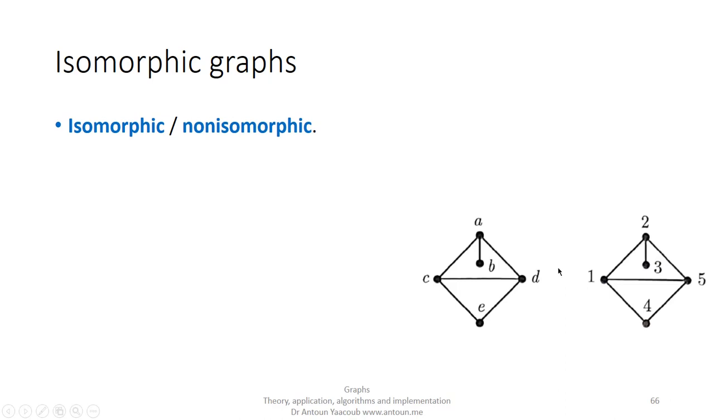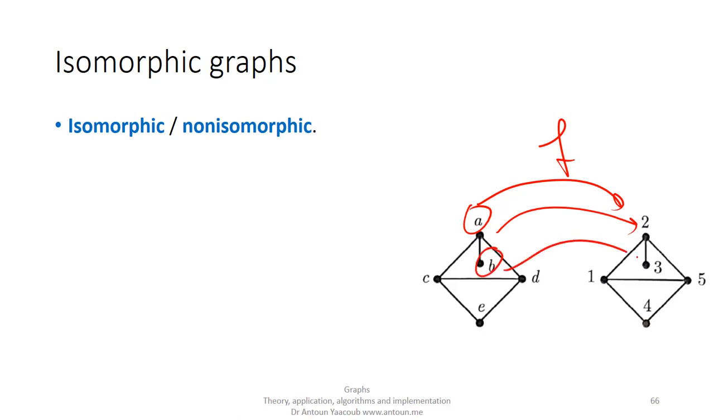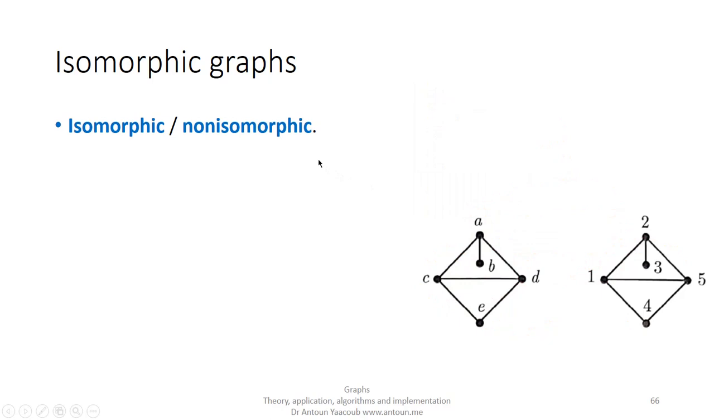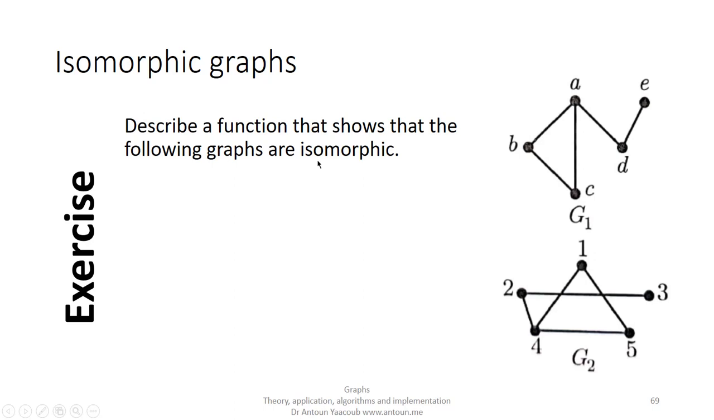So we need to find a function f that pairs the vertices. For example, I would say a is equivalent to 2, b equal to 3, c equal to 1, d equal to 5, and e equal to 4. If I do this renaming, I will preserve the same adjacency, and so this graph is isomorphic to the other one. Usually we will not do that because we will not be calculating isomorphisms this way. So how can we do that more practically?